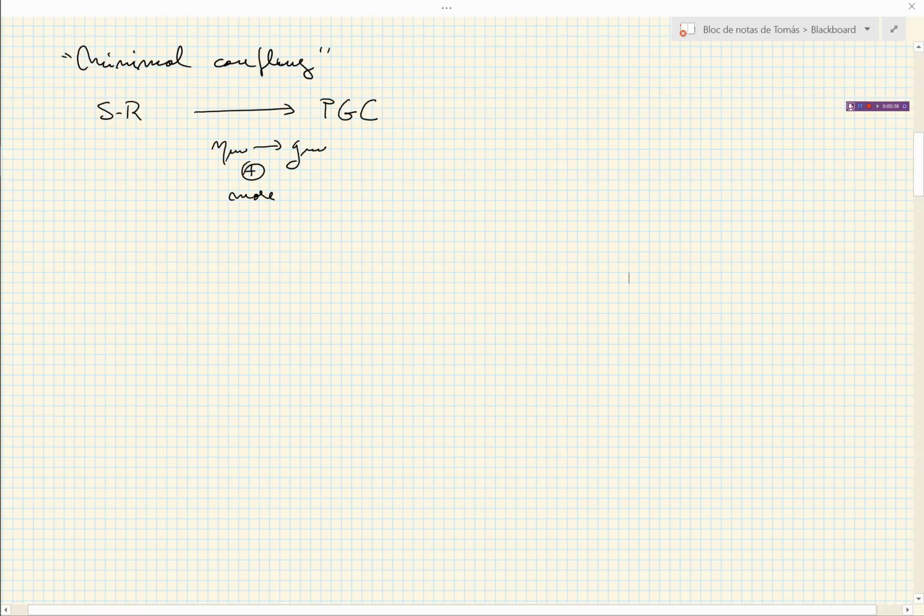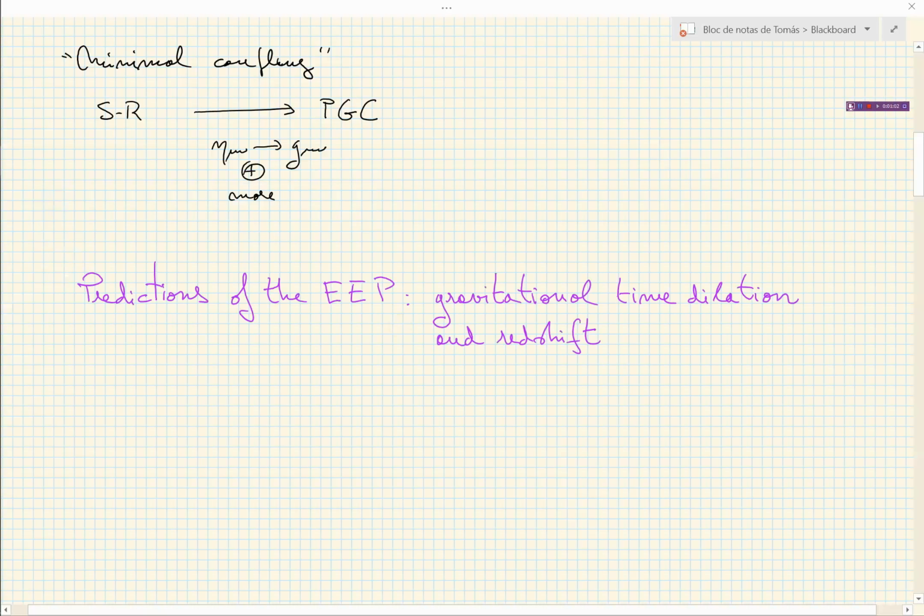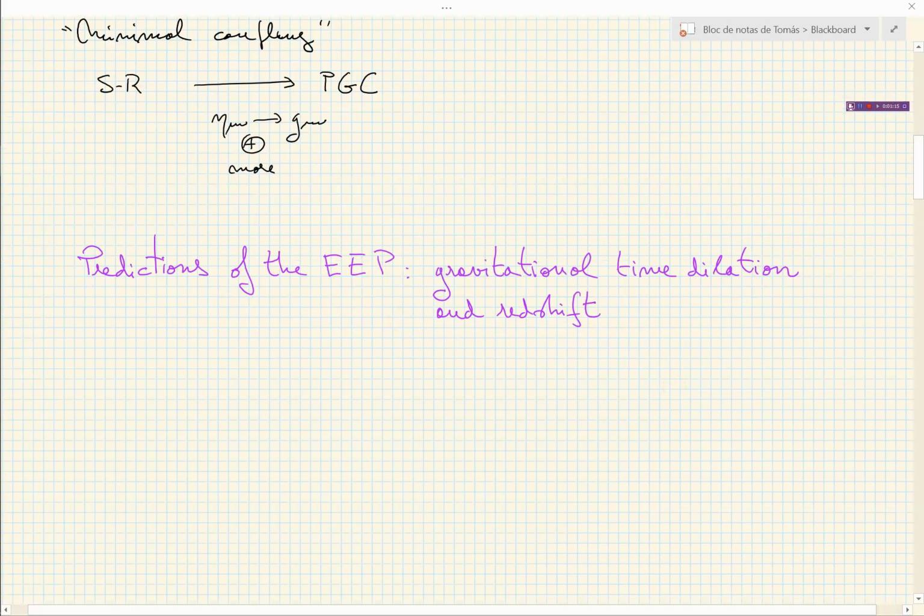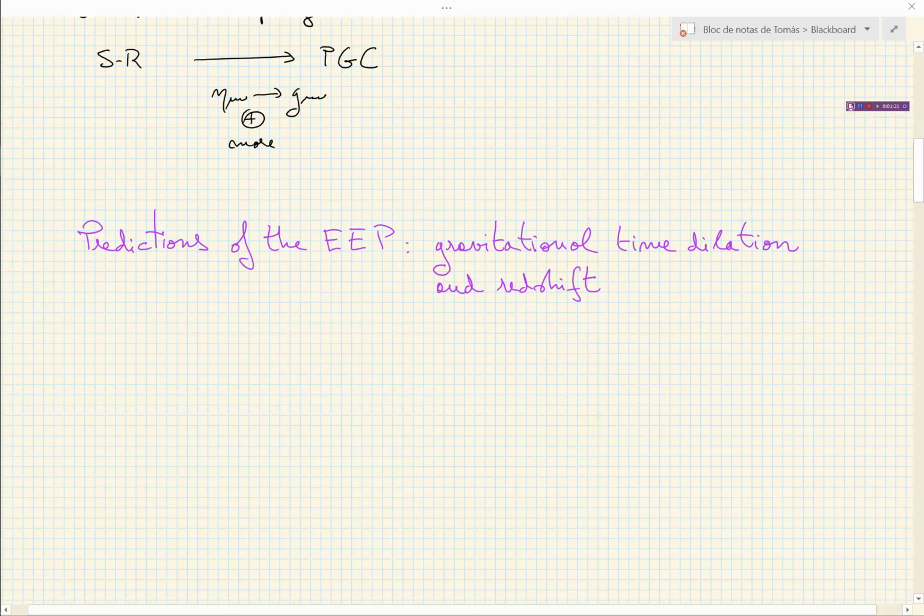There are two more effects, or if you want, one, which is the gravitational time dilation, and the gravitational redshift is really a derived effect that can be deduced from the equivalence principle. But in this case, they can be quantified, which is very interesting.